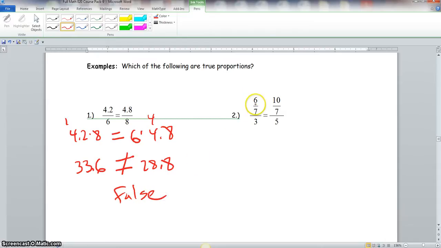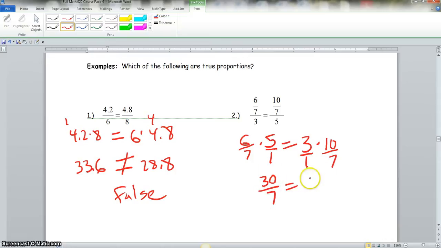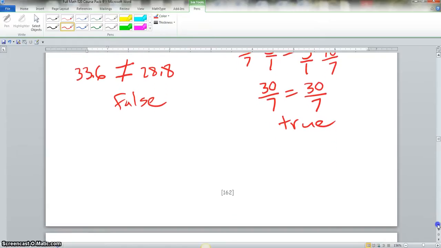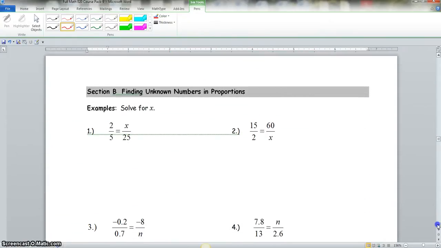Now we go here. We have 6/7 times 5, and that equals to 3 times 10/7. We'll put a 1 under these whole numbers. 6 times 5 is 30, and 7 times 1 is 7. 3 times 10 is 30, and 1 times 7 is 7. They're equal. So it's true. So number 2 is a proportion. Number 1 is not.